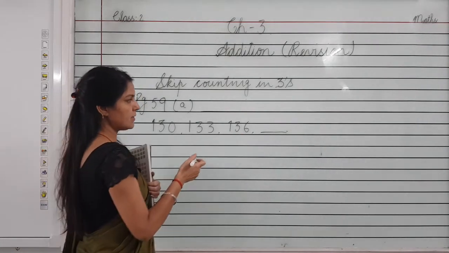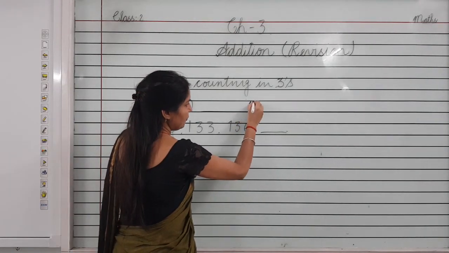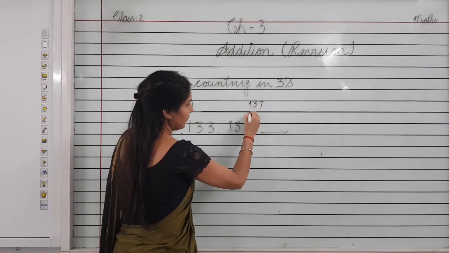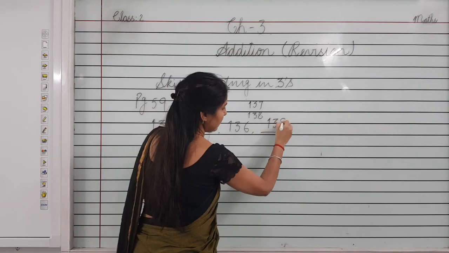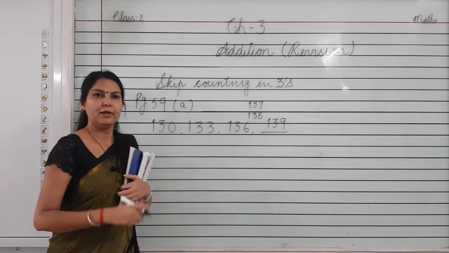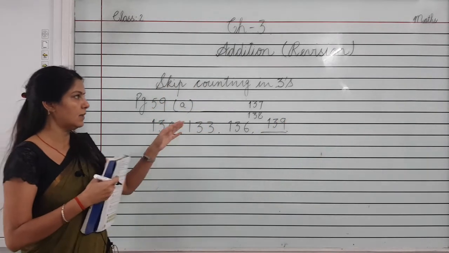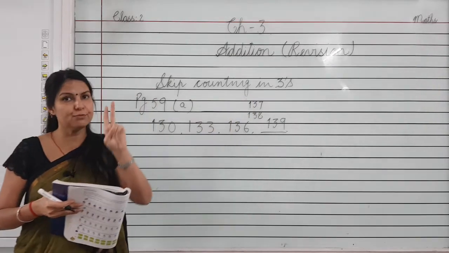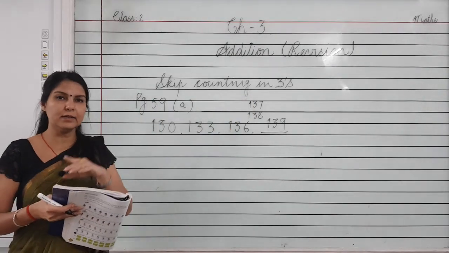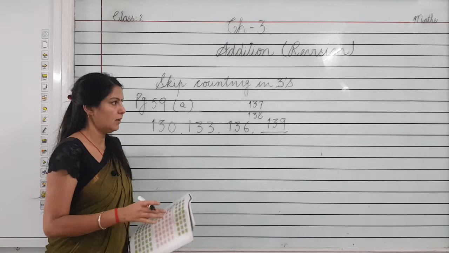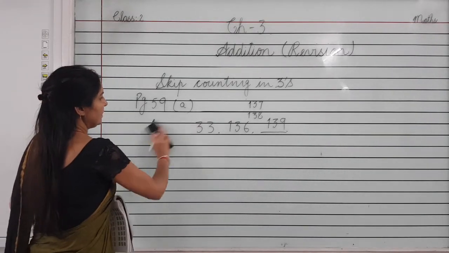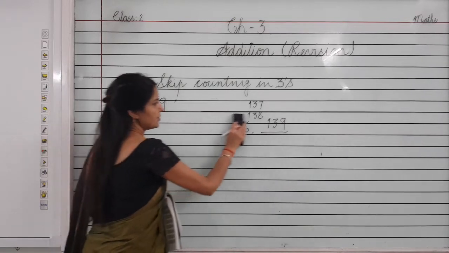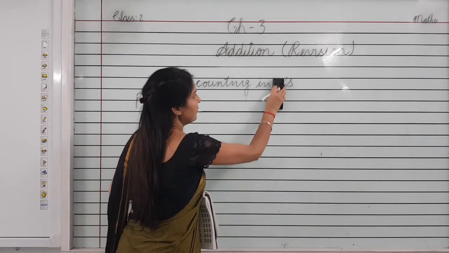After 136, we will skip 137 and 138 and we will write 139. The rest of the blanks you can fill by yourself like this. In skip counting 3s, you will skip two numbers and you will write the third number on the blank place. I hope you have understood. Now, let's come to the next question. This is skip counting in 5s.